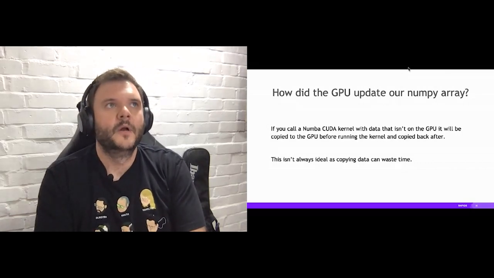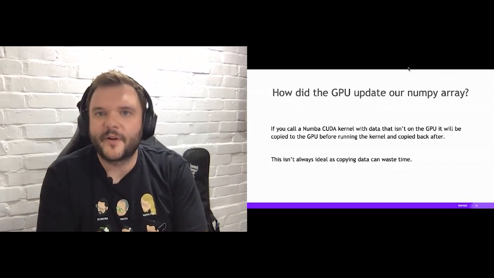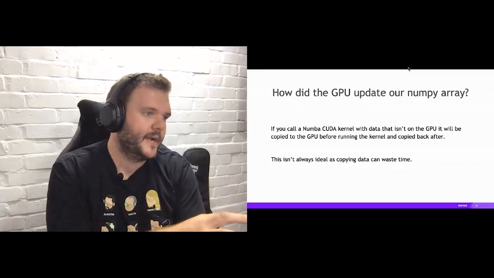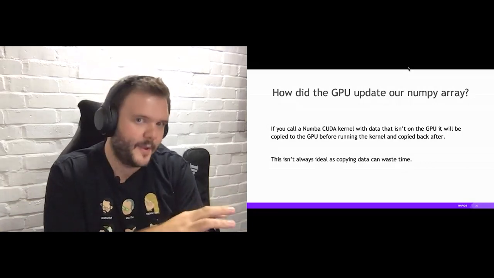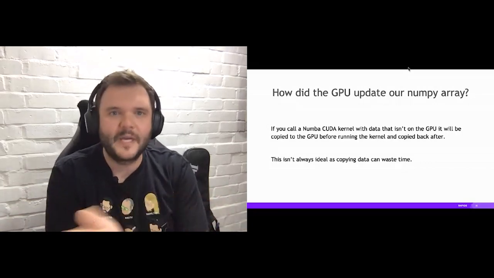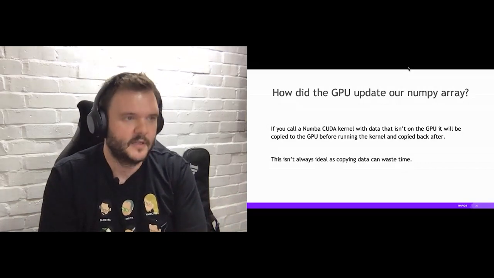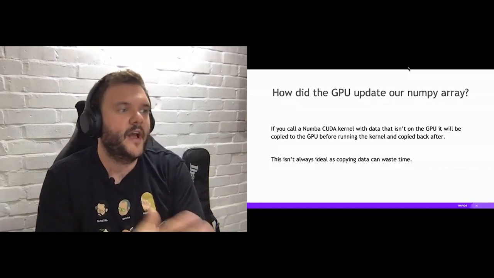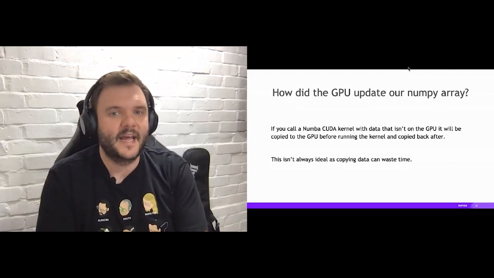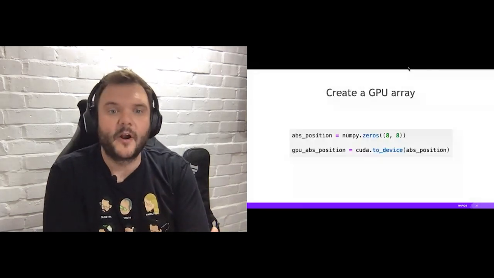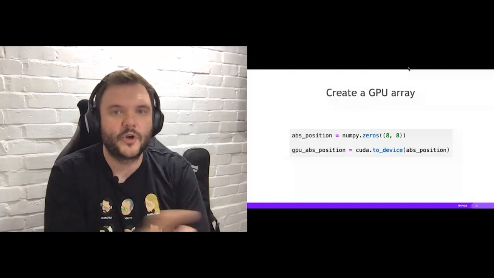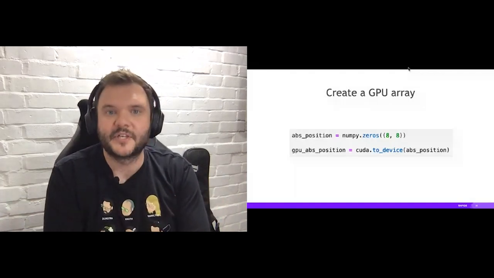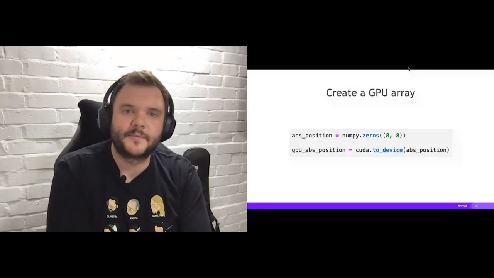But also, what if I want to do multiple things to that array? What if I want to run multiple functions? I don't want it to copy it, do a thing, copy it back, and then copy it and do a thing and then copy it back. We're going to go back and forth and back and forth. We're going to waste loads of time just copying stuff over and over. So you can also be very explicit. What we could do here instead is create our absolute position array, but then say, can we have a new variable called GPU absolute position? And can you copy this array to the device?